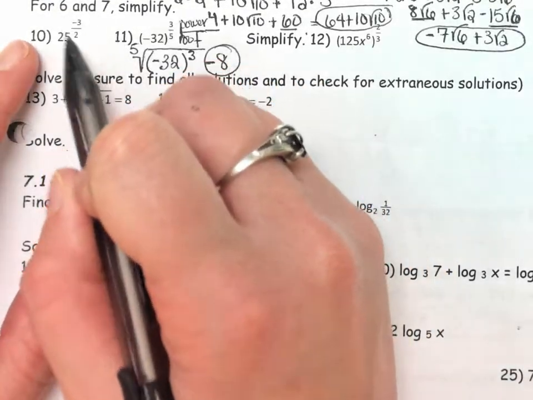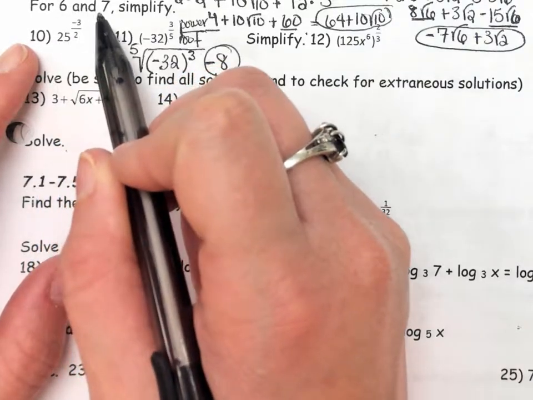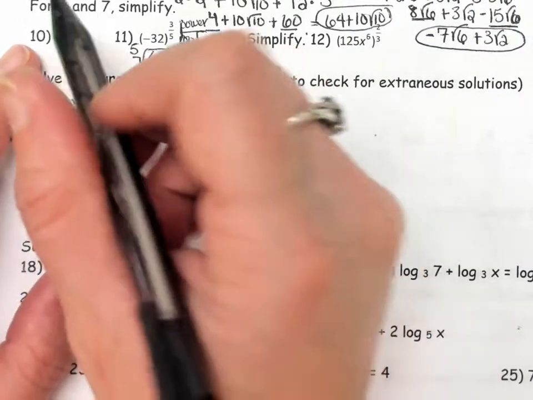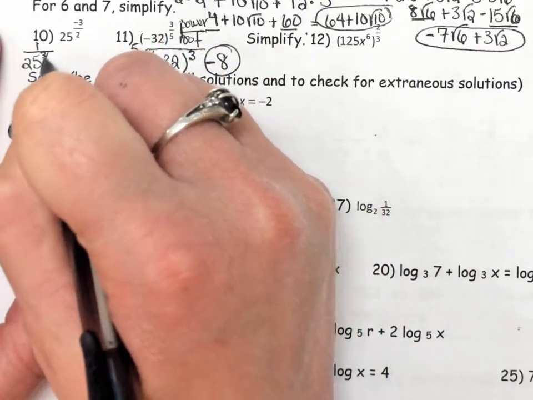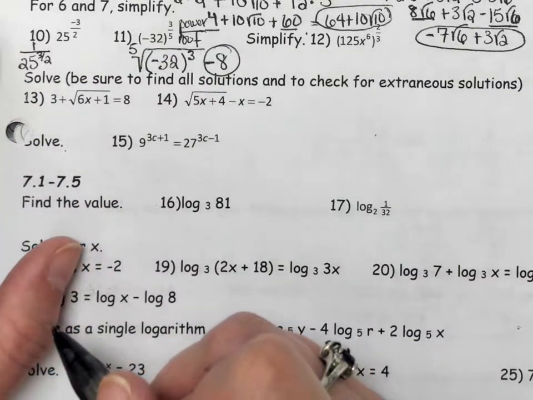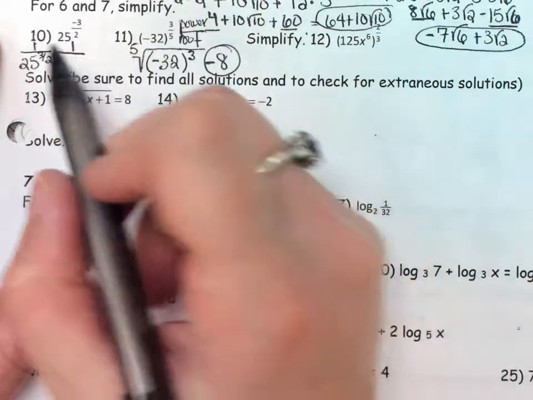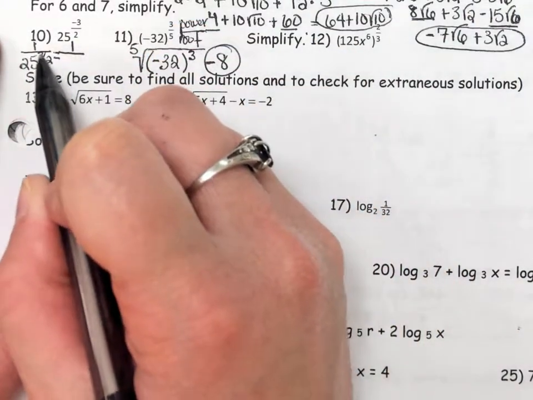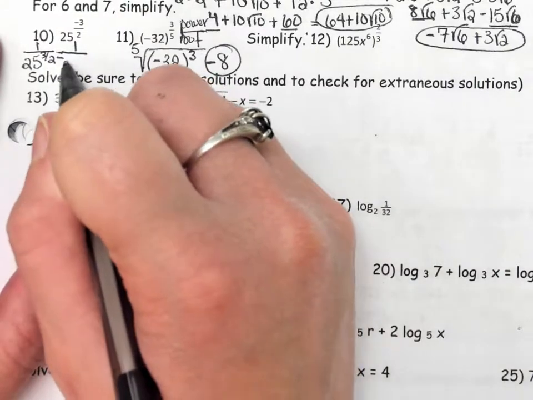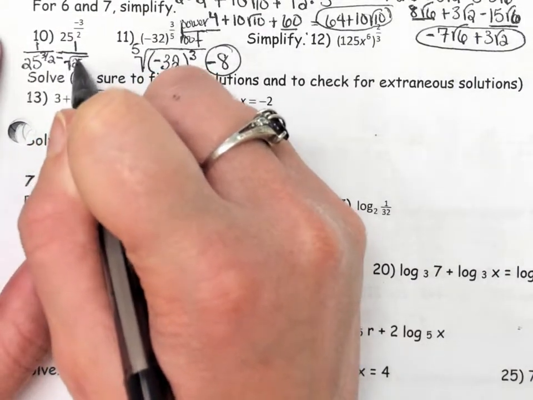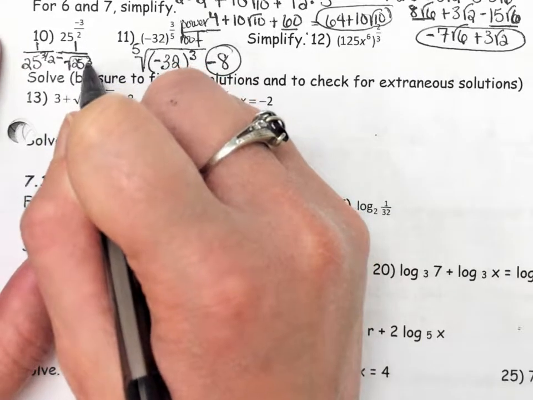Alright, what about number 10? When you had a negative exponent, where did it go to make it positive? Huh? On the bottom. Very good. So this is 1 over 25 to the 3/2 power. Alright, what's your root here between these two? Which one's on the bottom? 2. So you have a square root of 25 to what power? The 3rd. There you go.